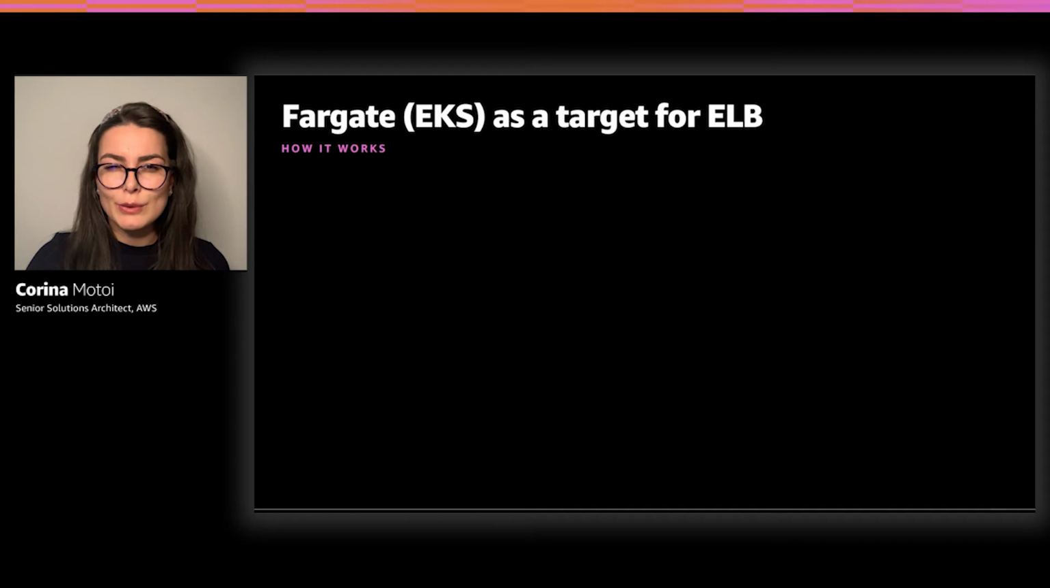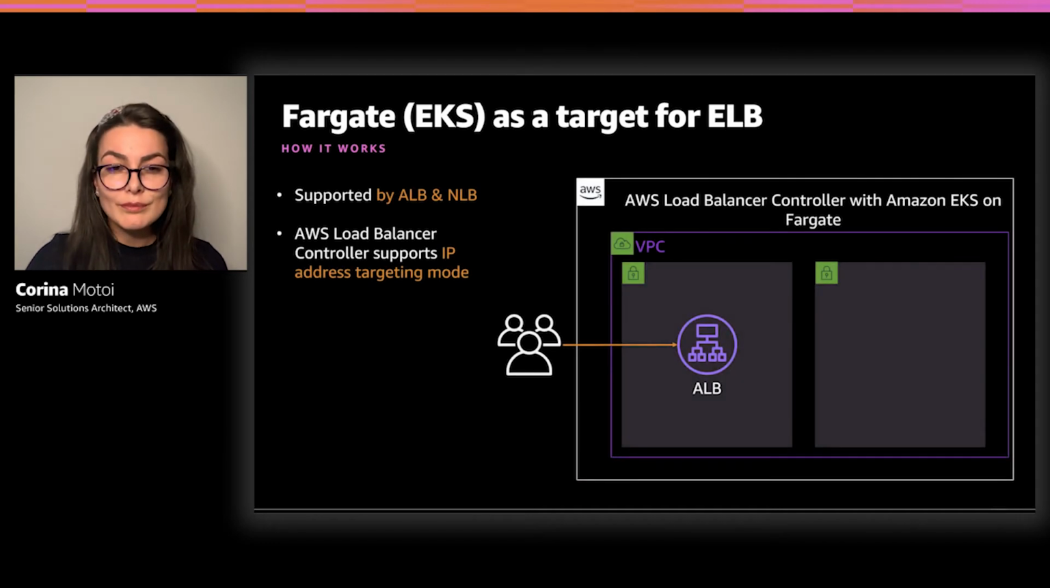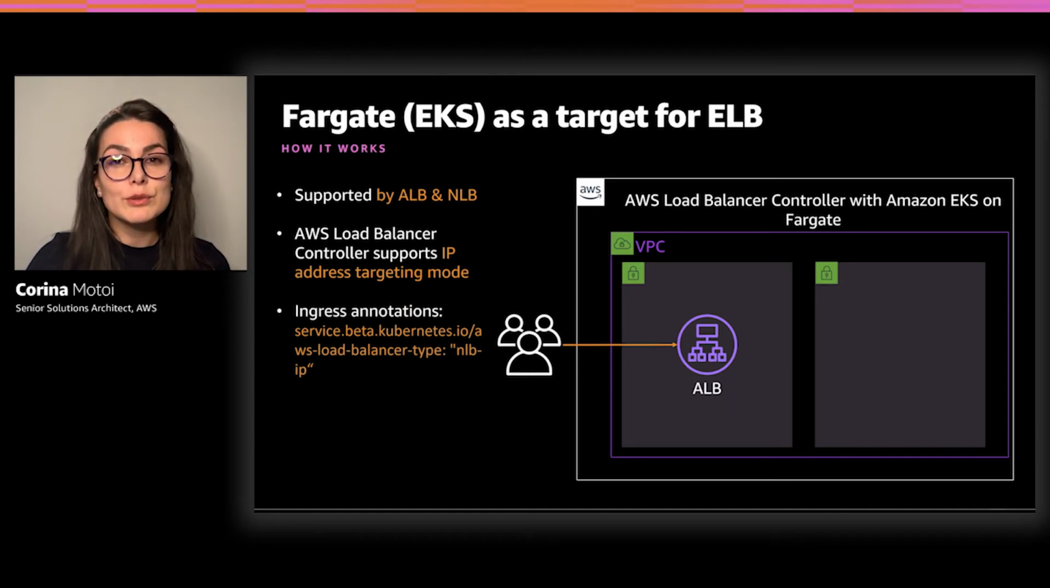Let's get into a little bit more detail on that. With the launch of the AWS load balancer controller, you can now have Fargate as a target not only for the ALB but also for the NLB, as it supports IP address targeting mode for EKS as well. Basically, to create a load balancer for your service, you just have to add the type of the load balancer into the annotation specifying it.